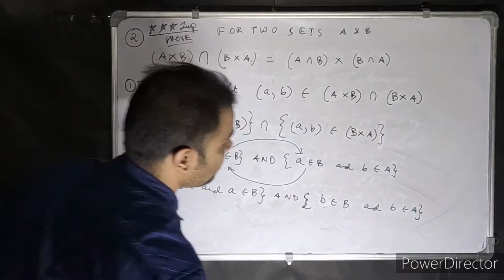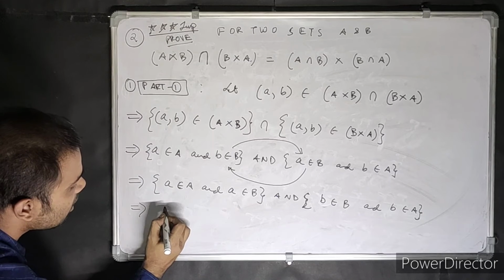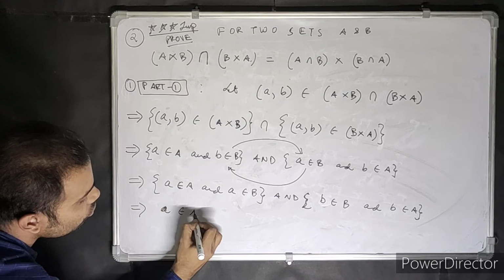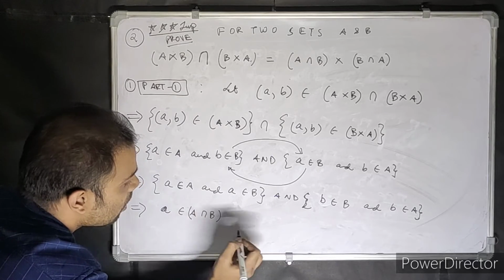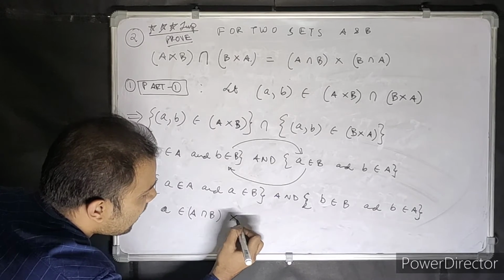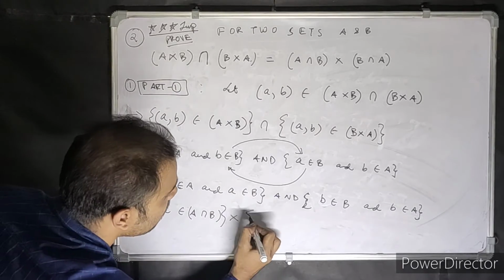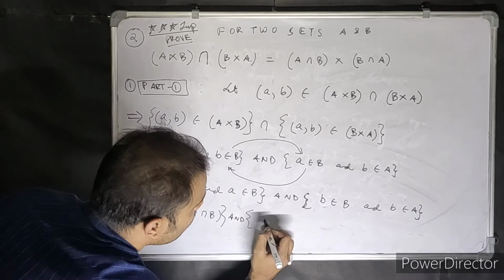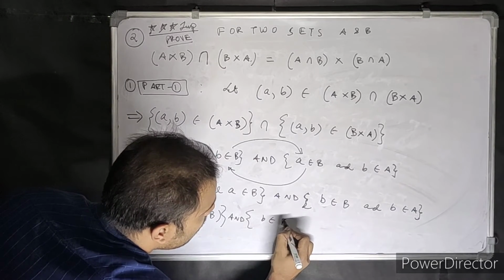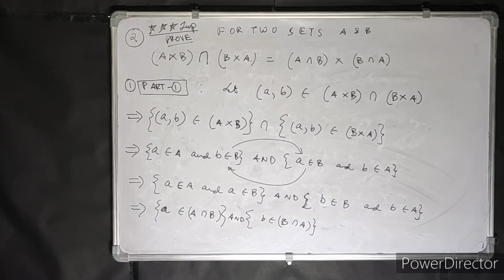Alright, now things have changed. Why? Because now we have the same element. That means this a belongs to A intersection B. This and changed to intersection, and that and has changed to a cross. Put this in a curly bracket. And b belongs to B intersection A. So now you are done with it.